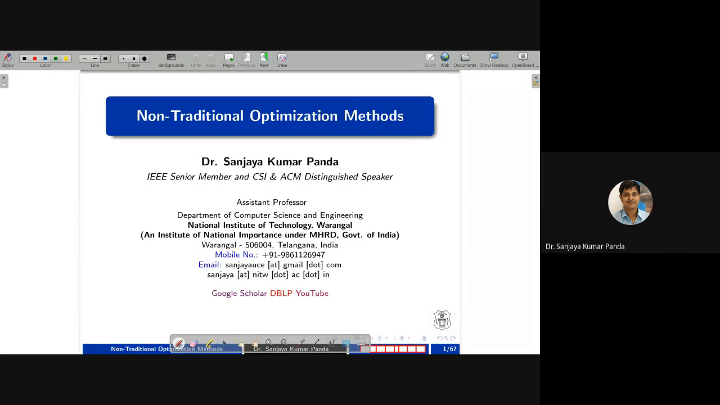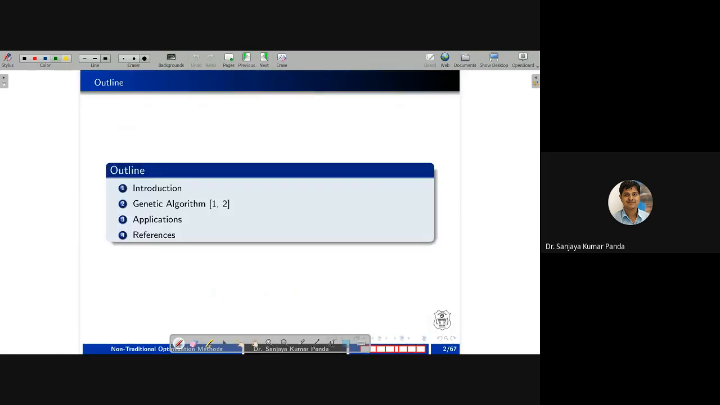So in this session, we are going to discuss the optimization methods, especially the non-traditional optimization methods. And I will put more emphasis on the genetic algorithm. But before that, let us understand the need for optimization methods. Then we'll see some examples, and we'll understand some applications related to the genetic algorithm. So this is the agenda. First, we'll see some of the basics related to optimization methods. Then we'll discuss the genetic algorithm.